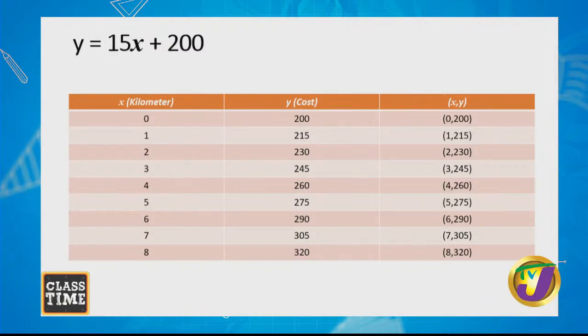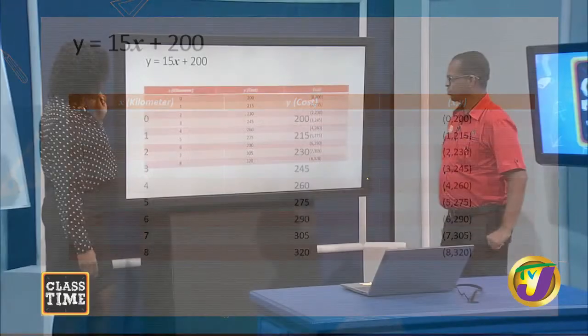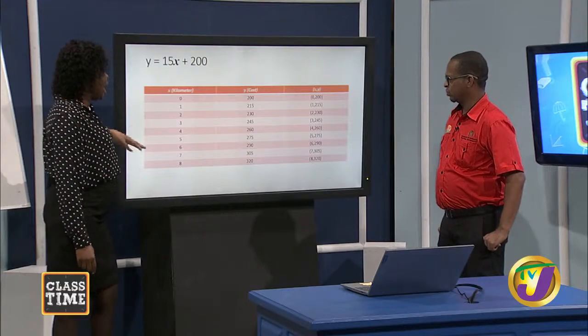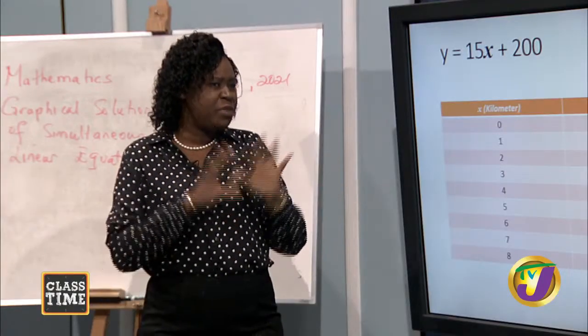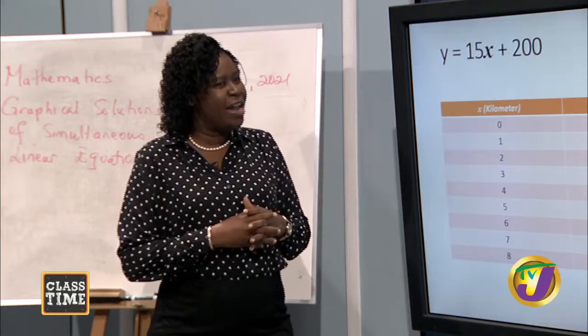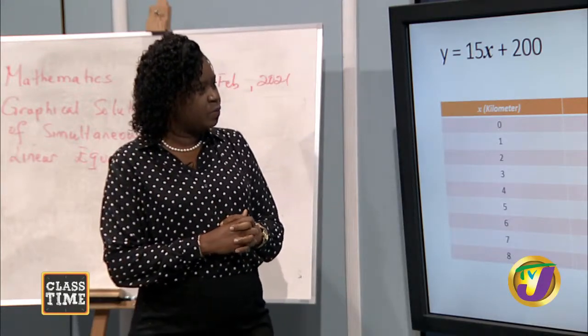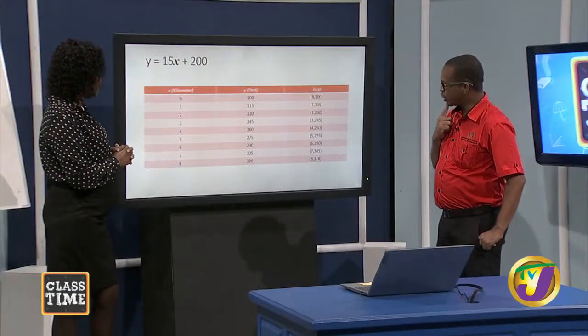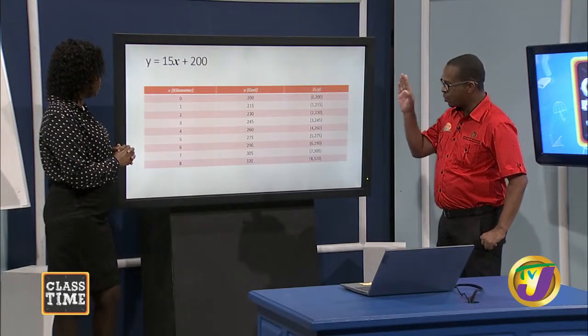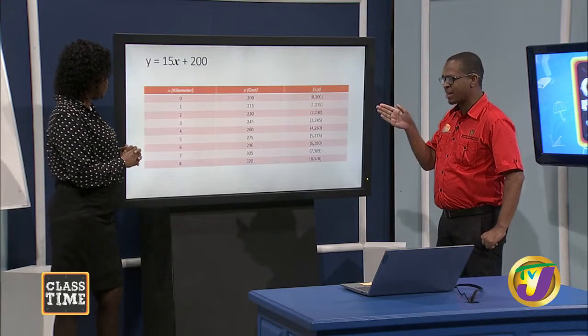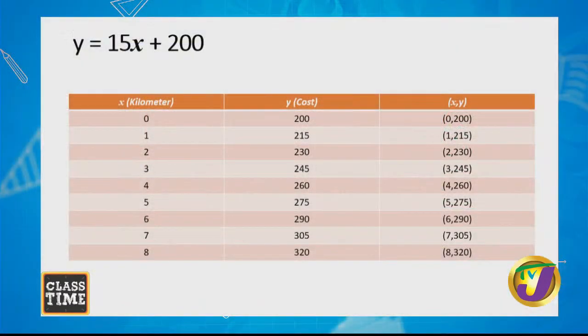All right. You mentioned a graph, but before we get to the graph, I'm thinking that we need some points. And I like tables. Tables make everything so clear, and you can pick up information. There's something peculiar on this table. You're picking up that even though I'm traveling 0 kilometers, I'm still paying something to the taxi driver.